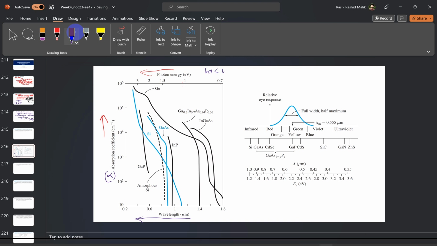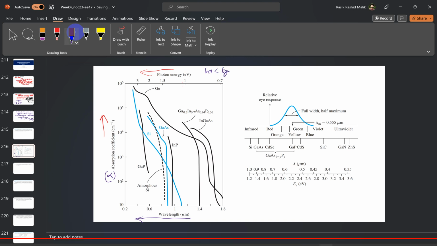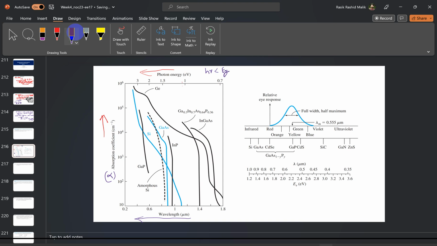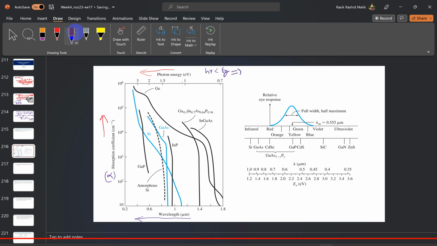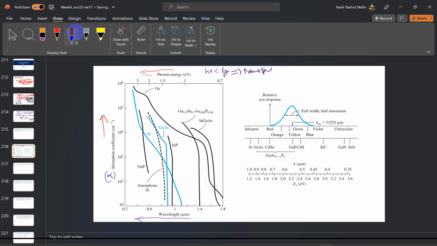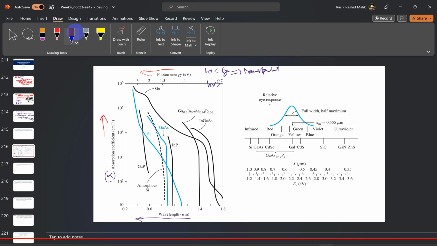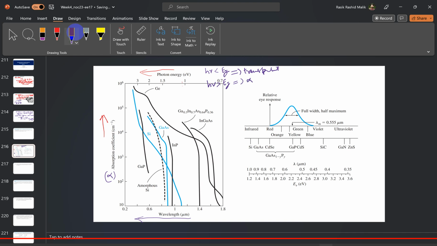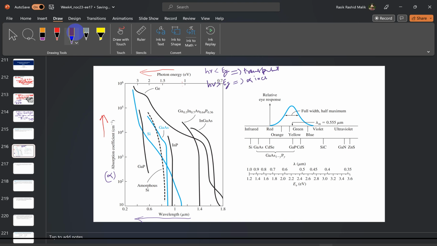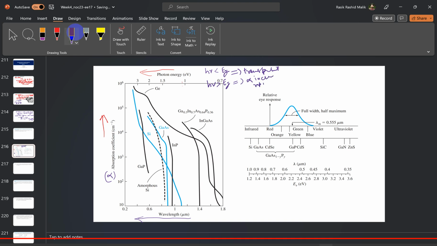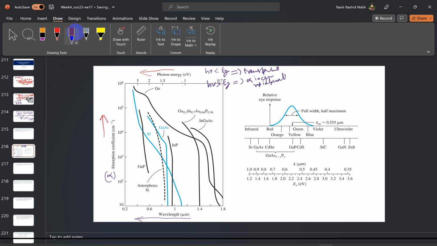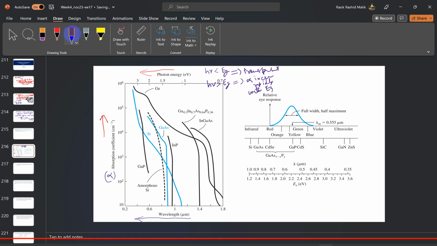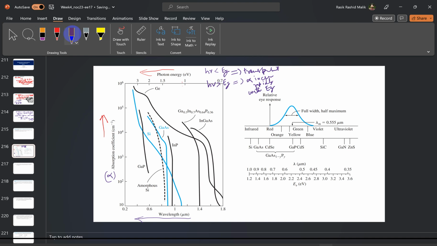When h nu is less than Eg, we have a very small value of absorption coefficient, so the photons are not absorbed and the semiconductor is transparent. When the photon energy is greater than Eg, alpha increases very steeply as a function of photon energy. So this is the learning from this diagram.